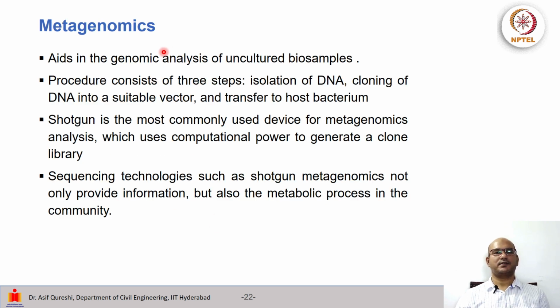Then we have metagenomics, which aids in the genomic analysis of uncultured biosamples. The procedure consists of isolation of DNA, cloning of DNA into a suitable vector, and transfer to a host bacterium. Shotgun is the most commonly used approach for metagenomics analysis, and it uses computational power also to generate a clone library. Sometimes these methods provide not only information but also the metabolic processes that may be happening in the community.